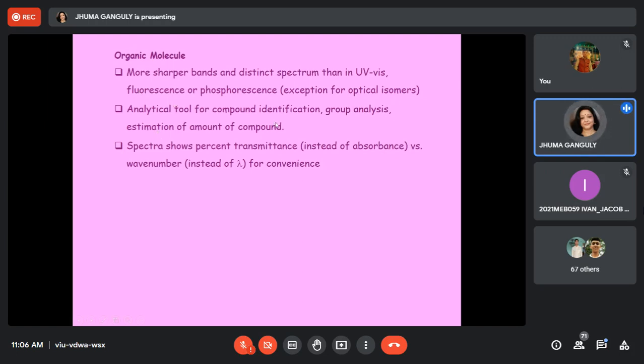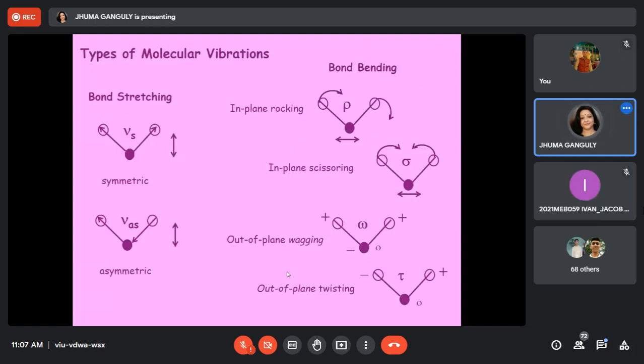It is an analytical tool for compound identification, group analysis, and estimation of the amount of compound. So we can use this as an analytical tool for identification of a particular compound by the peaks appearing in the spectrum. Group analysis means functional group analysis, and we can quantify the amount. Spectra show percentage transmittance, as I already mentioned, versus wave number instead of lambda like UV, for convenience.